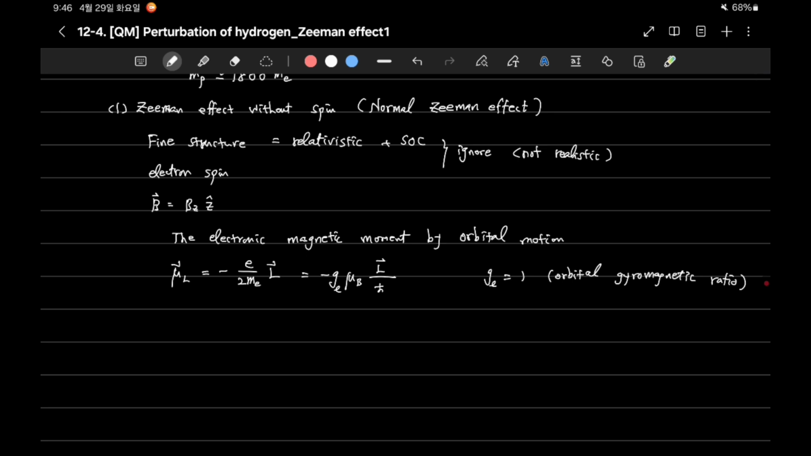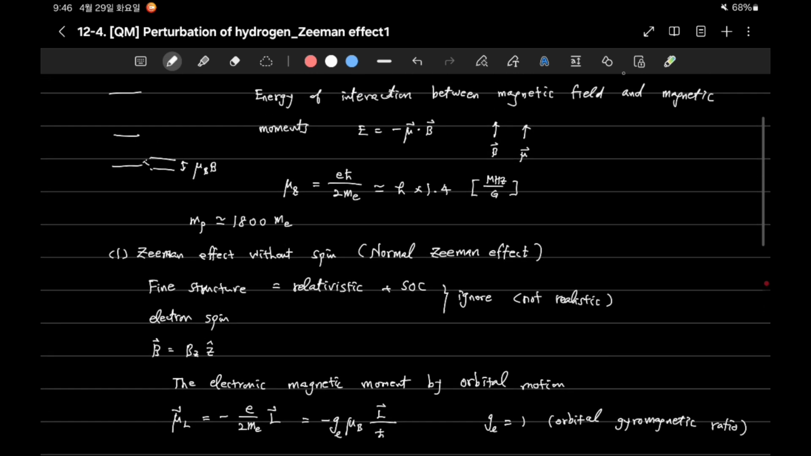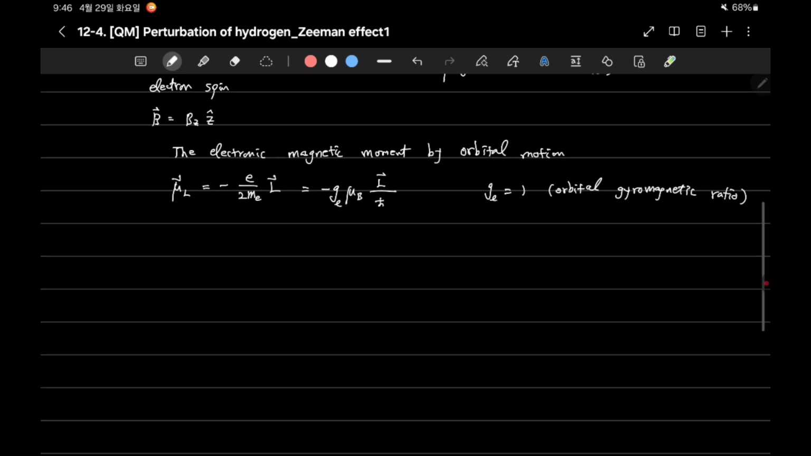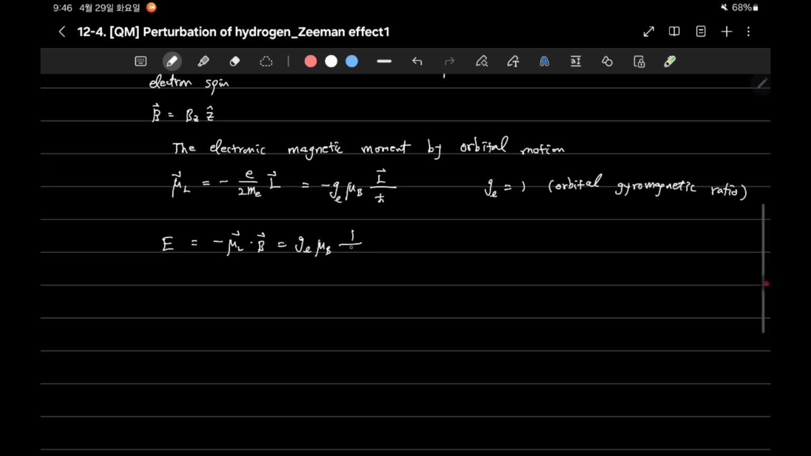Here, because it is a magnetic moment, we should also think about the energy term of the Zeeman effect, which is E equals minus mu dot B. So the energy of this normal Zeeman effect is minus mu_L dot B, which is g_L mu_B over h bar times L dot B.